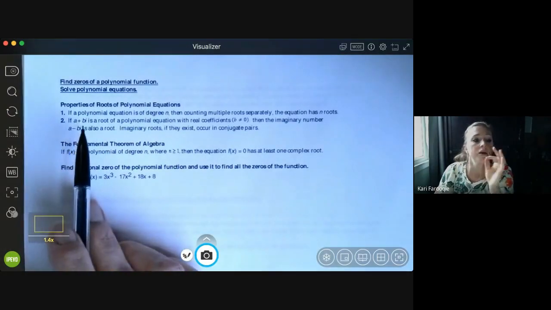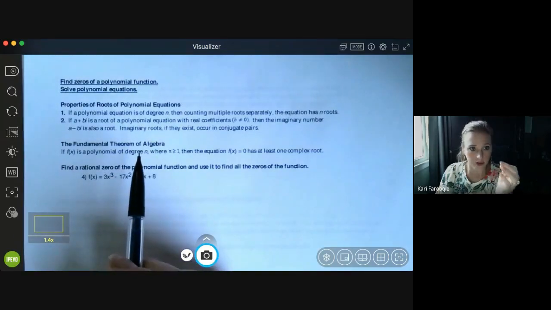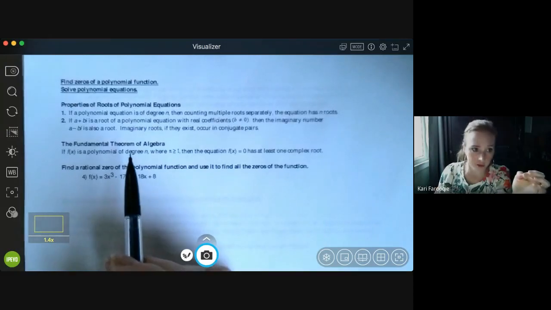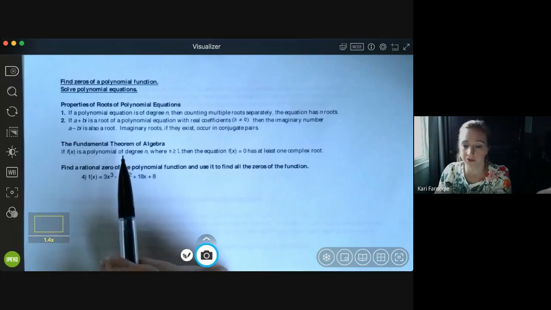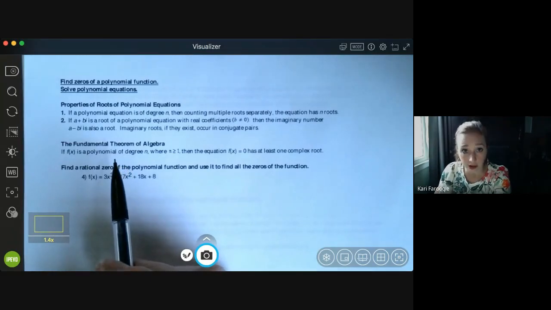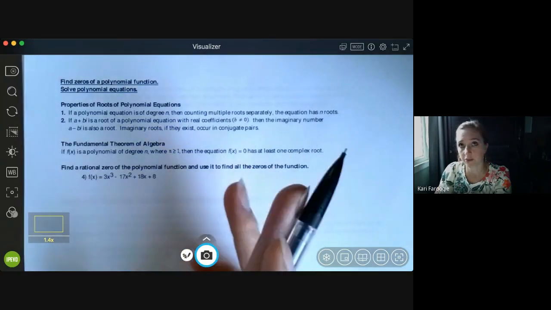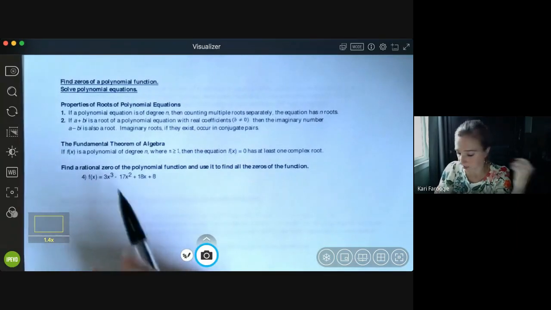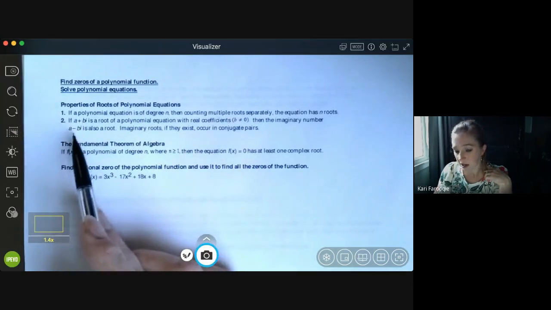Number 2. If a plus bi is a root of the polynomial equation with real coefficients, so b cannot be 0, then the imaginary number a minus bi is also a root. Imaginary roots, if they exist, occur in conjugate pairs. So it's probably been a while since you talked about conjugates. Maybe when you were rationalizing some sort of complex numbers back in your previous algebra class. But these conjugates would be something like a plus bi, a minus bi.